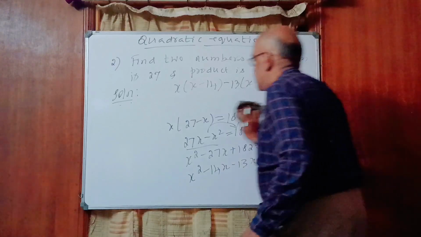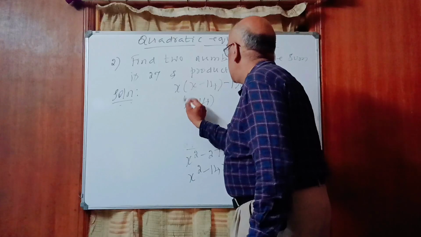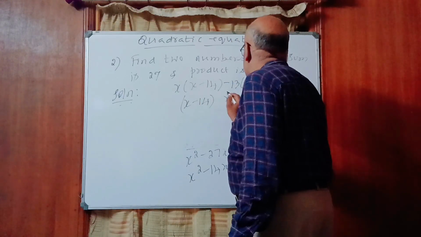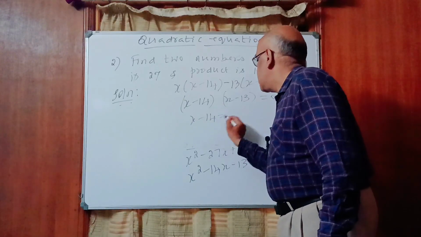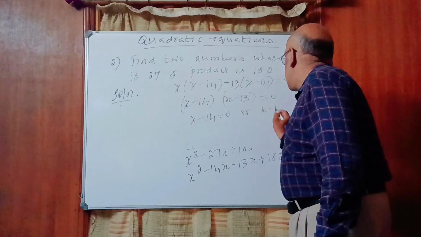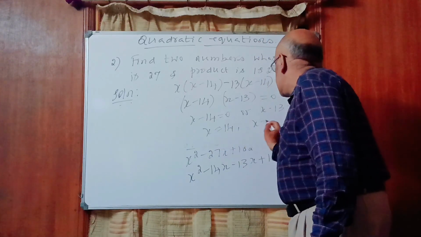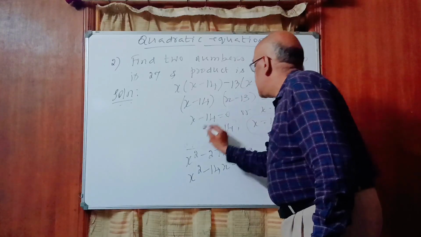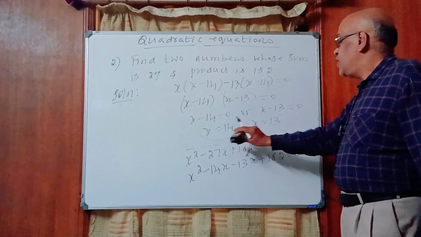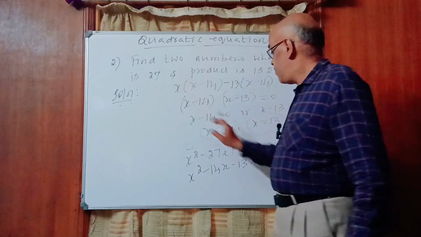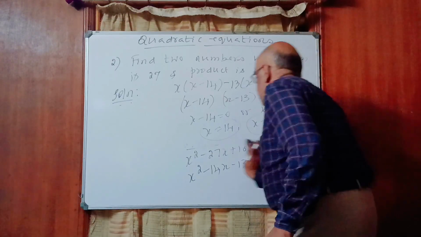Now, next step. One factor is x minus 14. The other one is x minus 13 is equal to 0. What are the values? x minus 14 is equal to 0 or x minus 13 is equal to 0. x is equal to 14, x is equal to 13. Which are the two numbers, children? The two required numbers are 14 and 13, whose sum is 27. 14 plus 13, 27. 14 times 13, 182.